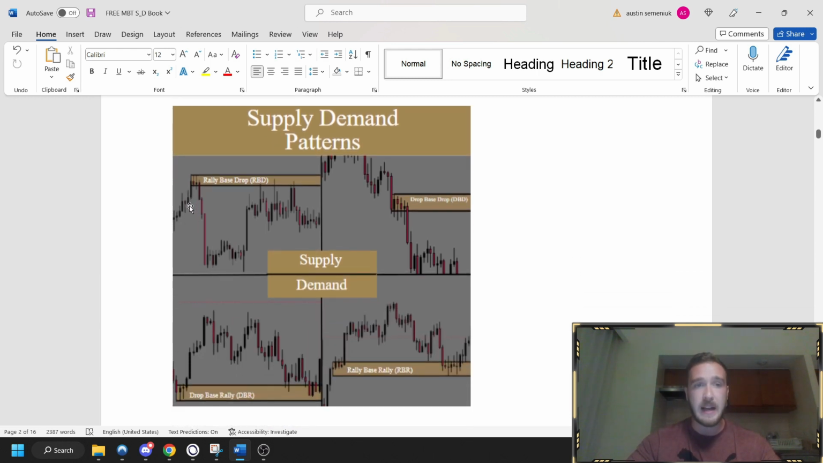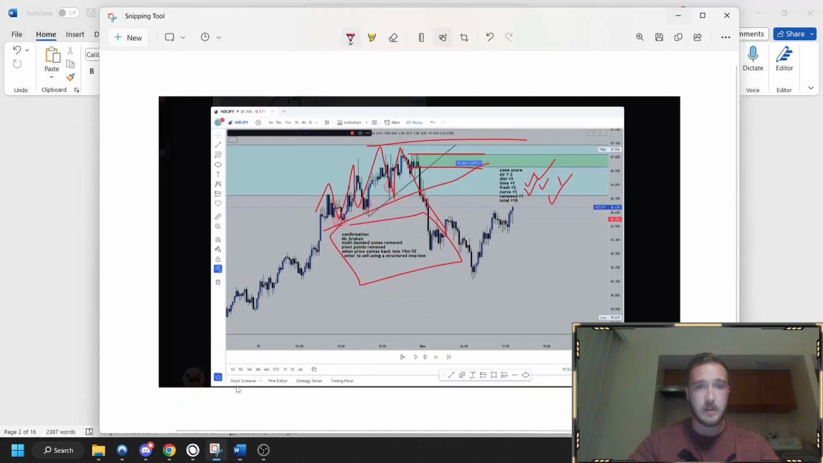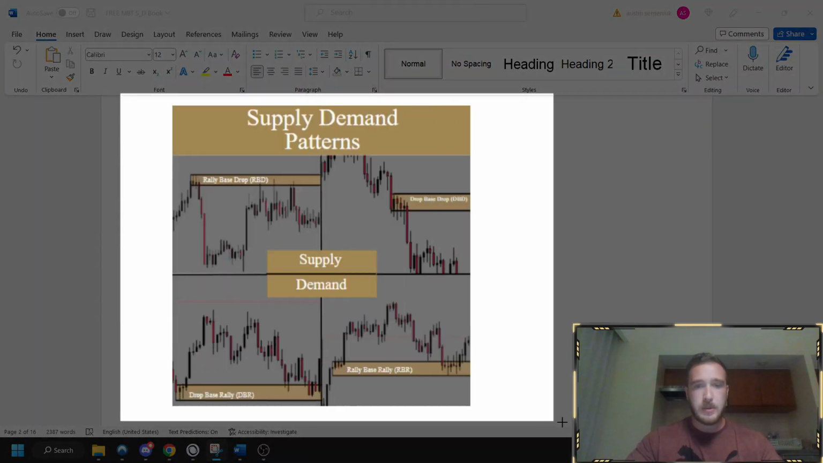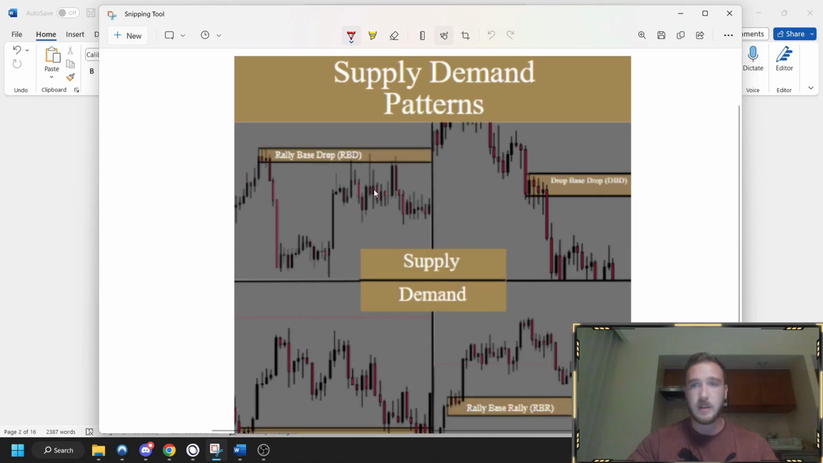So these are the patterns. For supply, we have a rally base. Let me draw this out. I was doing some homework. That was the last picture. Marking homework for people in the private group.